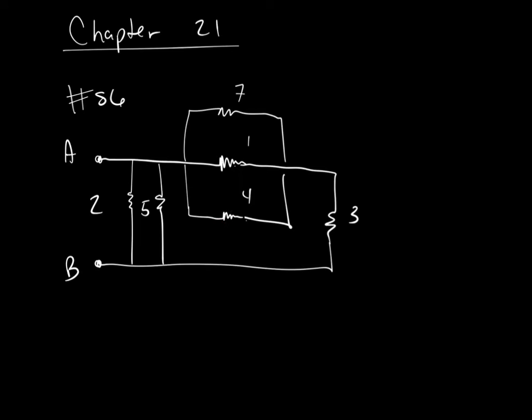So let's start with 7, 1, 4. What is the rule that we use for resistors in parallel? Jake, go ahead. 1 over RT equals 1 over 7 plus 1 over 1 plus 1 over 4. Good. So it's simply 1 over the equivalent resistance in parallel equals 1 over each of the resistors in parallel.